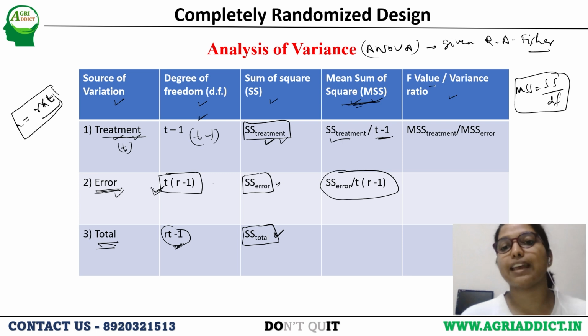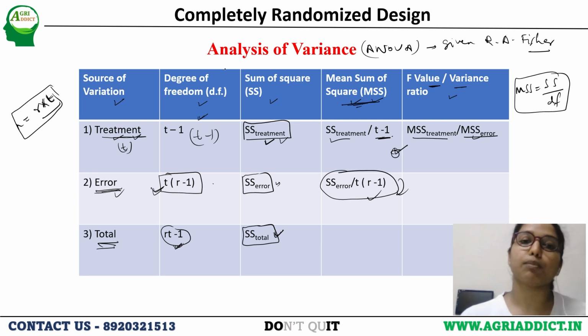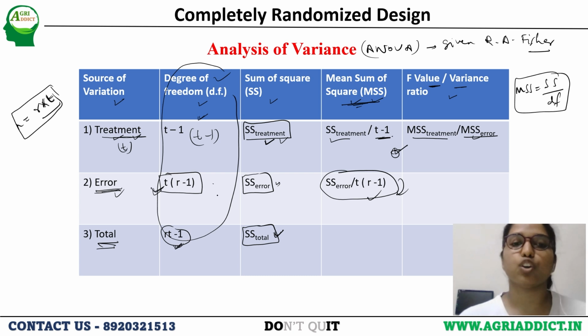And if we have to find the f value or variance ratio, we divide the mean sum of square of treatment by the mean sum of square of error. That's how we get the f value. I hope you got it. You have to remember how to calculate the degree of freedom of error and treatment. This will be asked, because they will give you the number of treatments and replications, and you just have to find the error degree of freedom or treatment degree of freedom.